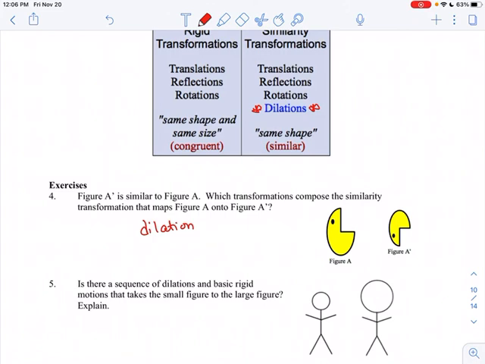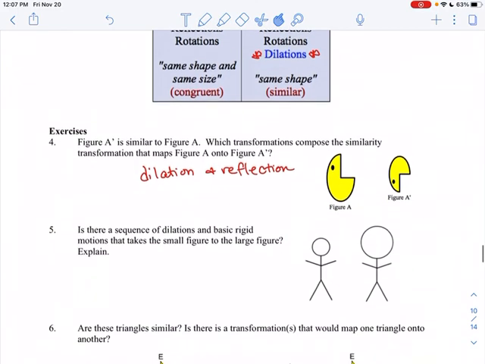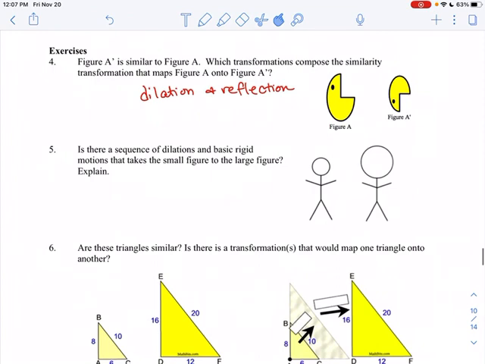All right, but I reflected this. I flipped it. I didn't turn it, right? It's not actually a rotation because then the smiley face would be facing in the same direction, but I did a reflection. Okay, so these would be similar to each other because there is a similarity transformation that took place, and in that case it was a dilation and a reflection.